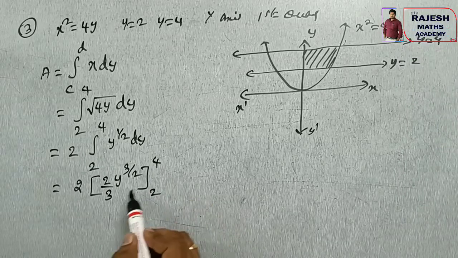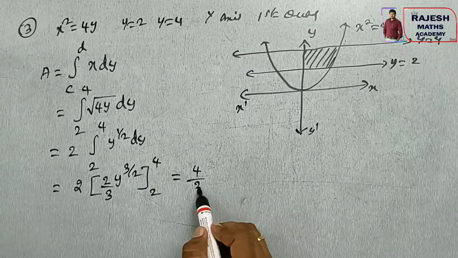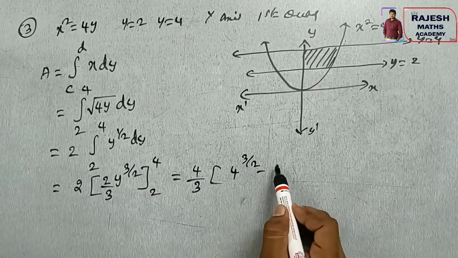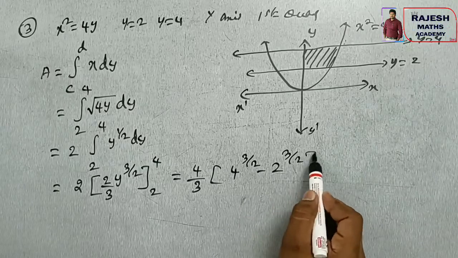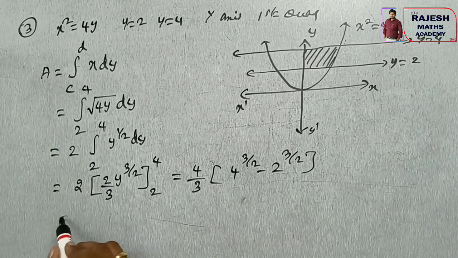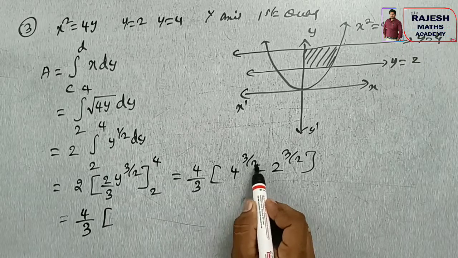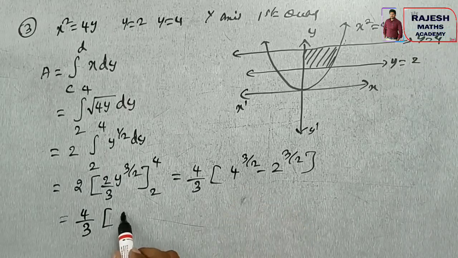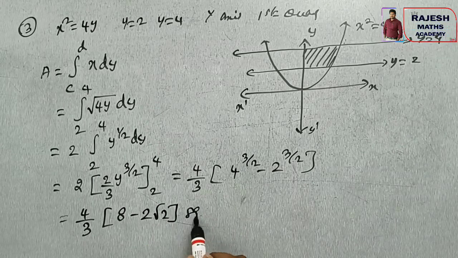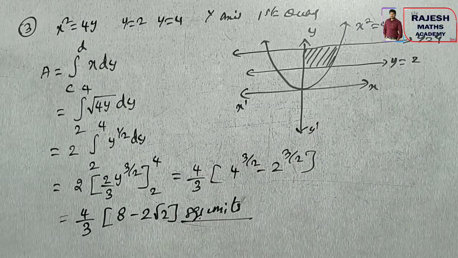Limit is 2 to 4. So 2 by 3 will be taken outside, that will be 4 by 3. Next, applying the upper limit, we will get 4 power 3 by 2 minus 2 power 3 by 2. We have already done the same simplification in the previous problem. So what will come inside? 4 by 3 minus 2 square means that square and 2 will cancel, 2 cube, that is 8 will come, 8 minus this will be written as 2 root 2 square units. Clear? 2 root 2 square units.